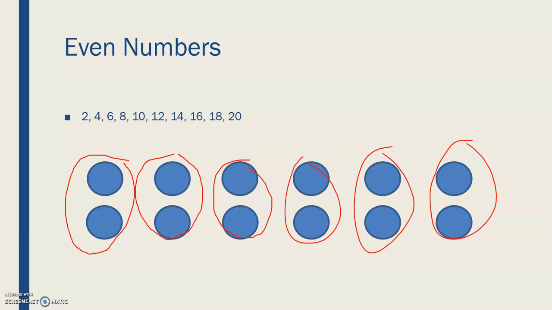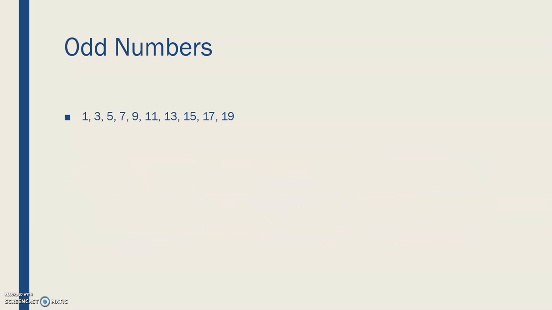Alright, now let's look at odd numbers. Odd numbers, when we're talking about 1 through 20, are going to be 1, 3, 5, 7, 9, 11, 13, 15, 17, and 19. Alright, so here we have 1 circle, 1 circle all by itself. And we know that it's odd because it doesn't have a friend. We add 1, and now it has 2, which is even because it has a friend. 3, we know 3 is odd because this circle doesn't have a friend. It's all by itself.